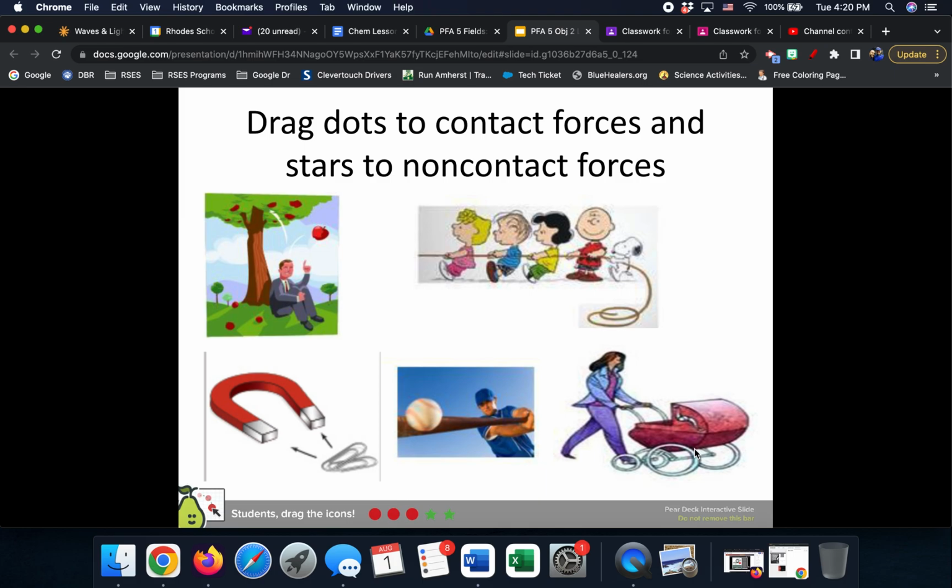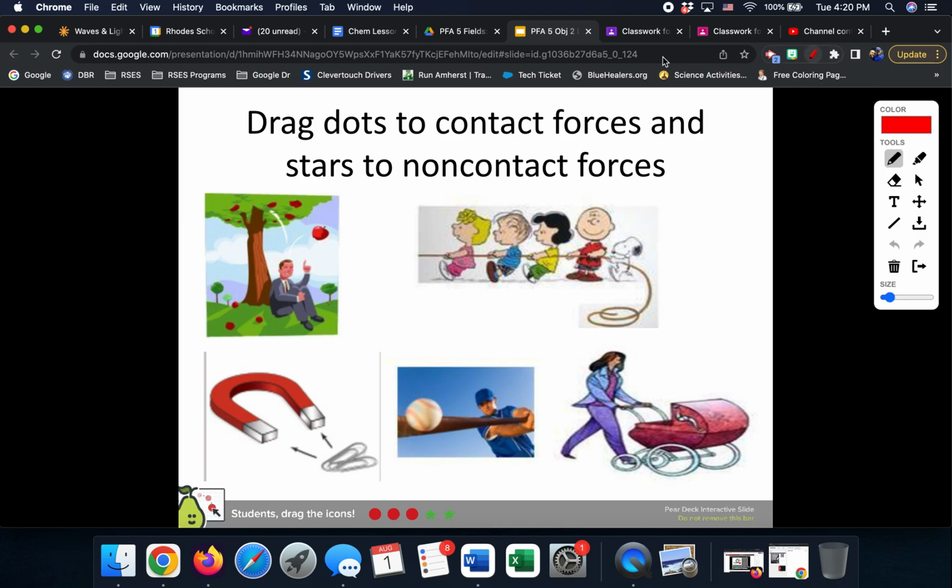This one, basically look at each picture and think if it's a contact or non-contact force. The apple falling, it's being pulled toward the ground, even though they're not touching. Its gravity is a non-contact. Pulling on a rope, it's touching, that's contact. Magnets are not touching the metal, but they are pulling them, so that's non-contact. Touching here and here, contact. Touching here and here, also contact.